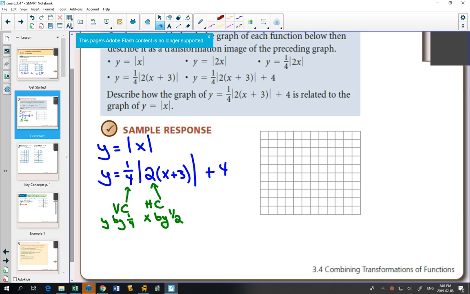Is the plus 3 inside the absolute values or outside? Inside. So that plus 3 is going to be a horizontal translation. It would move 3 to the left. And finally, the plus 4 is outside. That will be a vertical translation, 4 up.